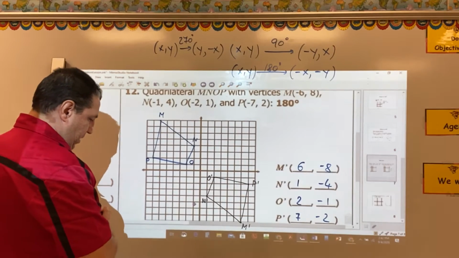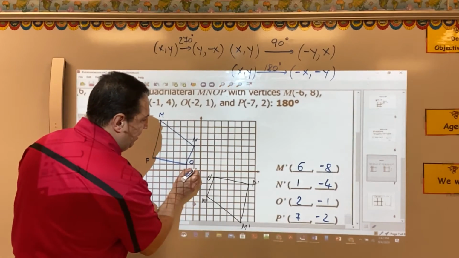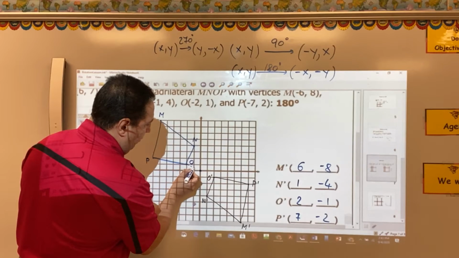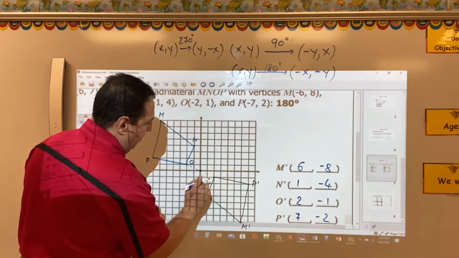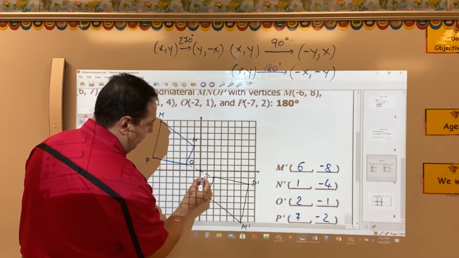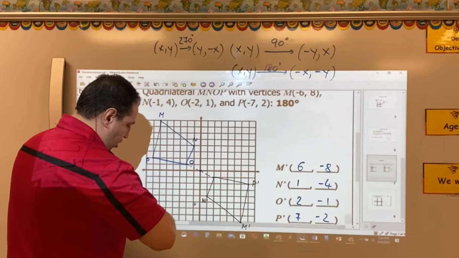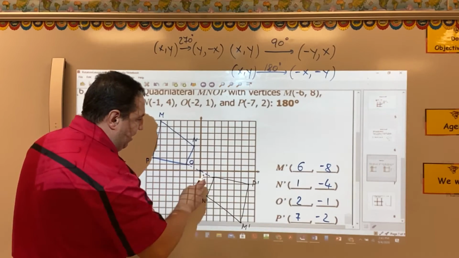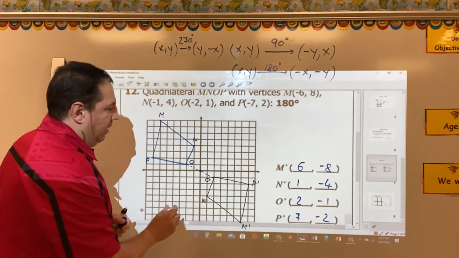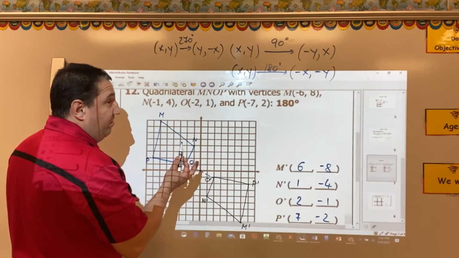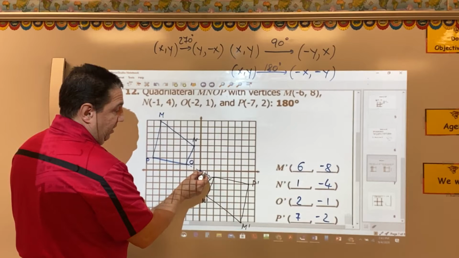Again, the center of rotation is the origin. If you connect O and the origin and O prime and the origin, okay, you'll get the angle of rotation. Yeah? So the angle of rotation is 180.